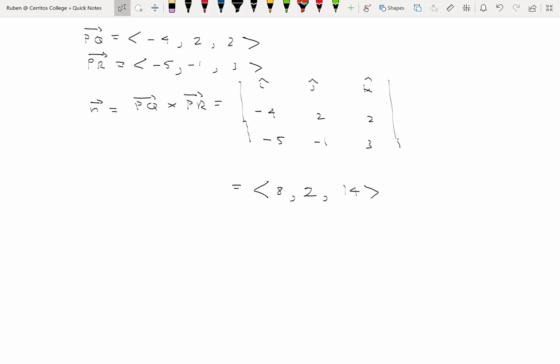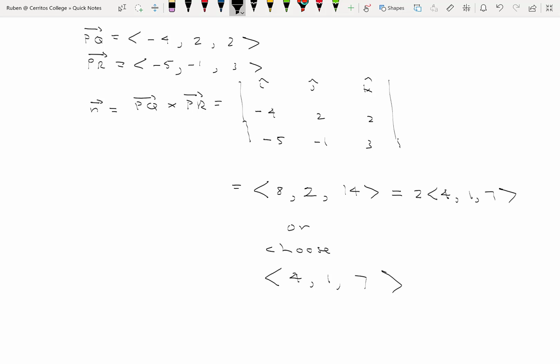Now, I'm going to do something a little tricky here. I could also choose something a little simpler. Instead of 8, 2, and 14, I can choose 4, 1, and 7. Why can I do that? Because the vector whose components are 8, 2, and 14 can be written as 2 times the vector whose components are 4, 1, and 7. I can basically factor out a 2.